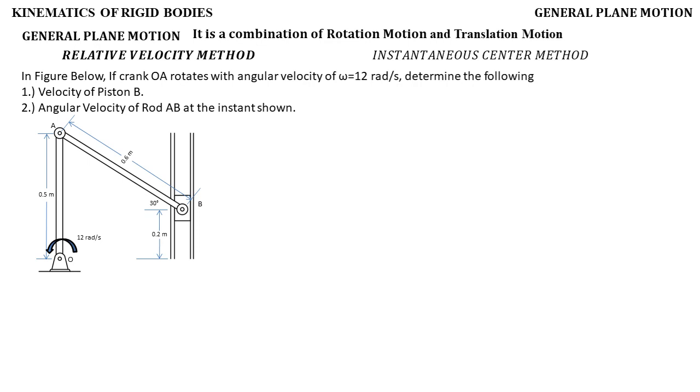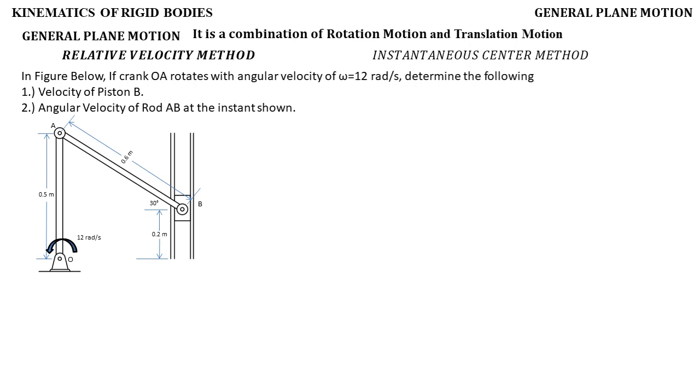Our topic for this video is general plane motion under kinematics of rigid bodies. We will solve a general plane motion problem using two methods: the relative velocity method and the instantaneous center method. But first, general motion is a combination of rotation motion and translation motion. So let's start to solve this problem.